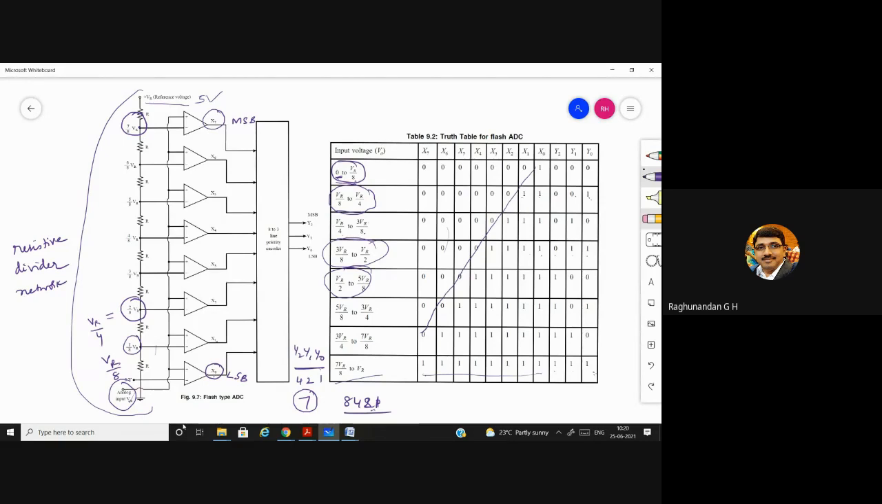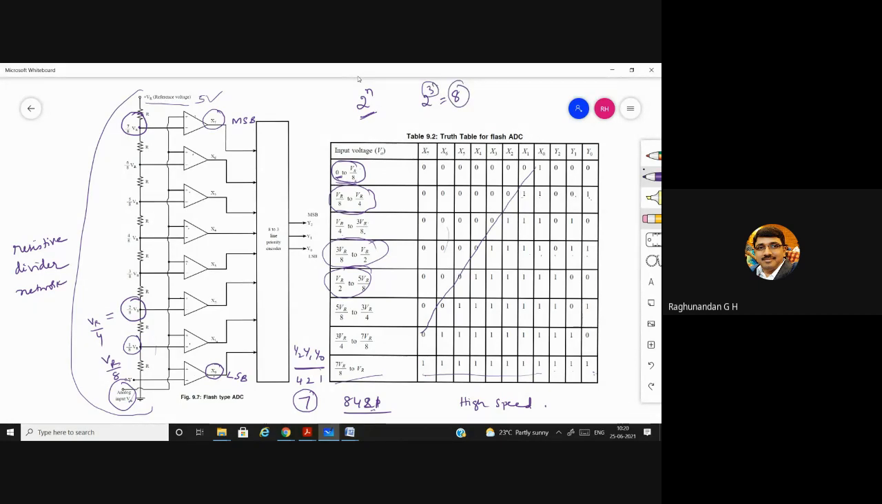The main advantage of this one is its speed. It has high speed. And in the exam, instead of asking 3-bit, if they ask 2-bit, how are you going to find the number of comparators? See here, this is for 3-bit. For 3-bit, you have 8 comparators: 1, 2, 3, 4, 5, 6, 7, 8, because it is based on 2 to the power of n. So 2 to the power of 3 is equal to 8. So for 3-bit, you are going to use 8 comparators.